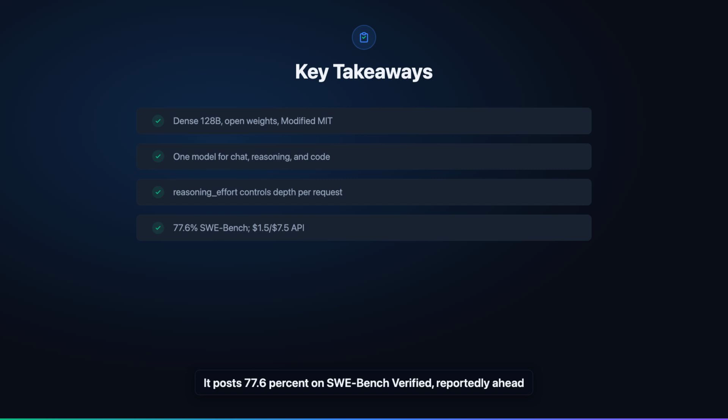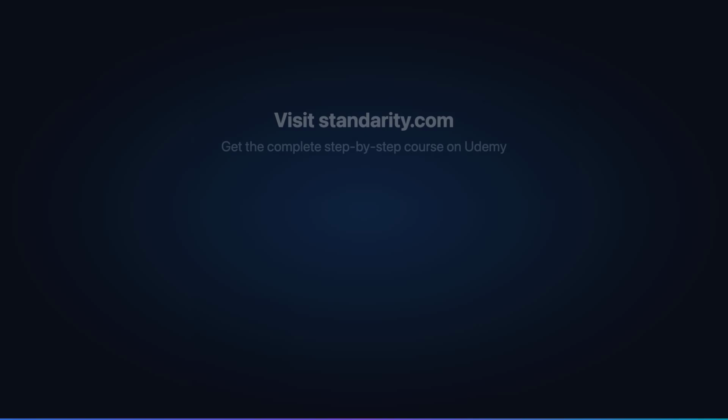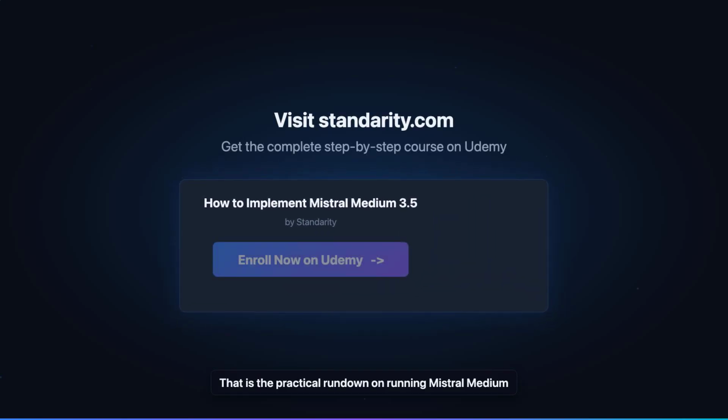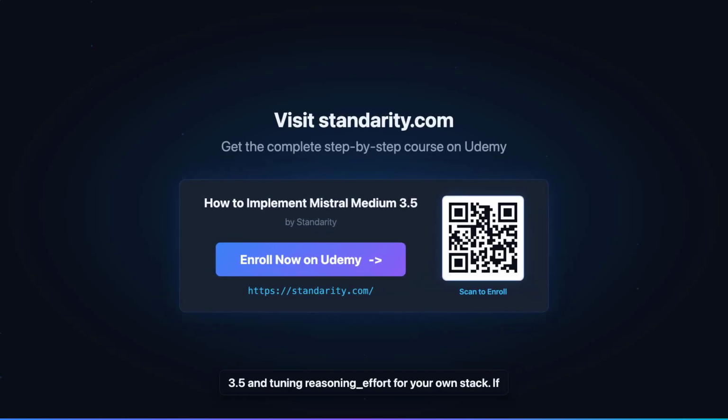It posts 77.6% on SWE Bench Verified, reportedly ahead of Qwen 3.5 397B, A17B, with hosted API pricing of $1.50 input and $7.50 output per million tokens. That is the practical rundown on running Mistral Medium 3.5 and tuning reasoning_effort for your own stack.